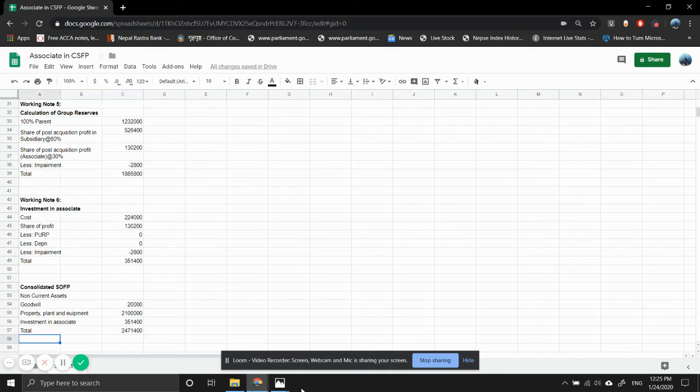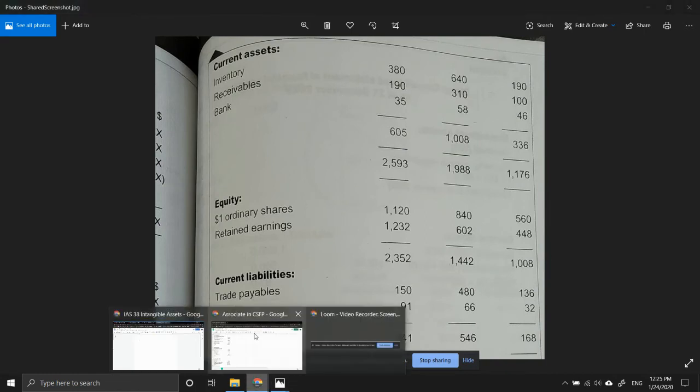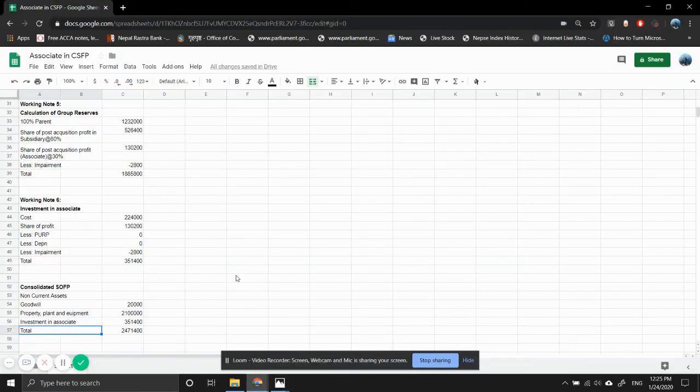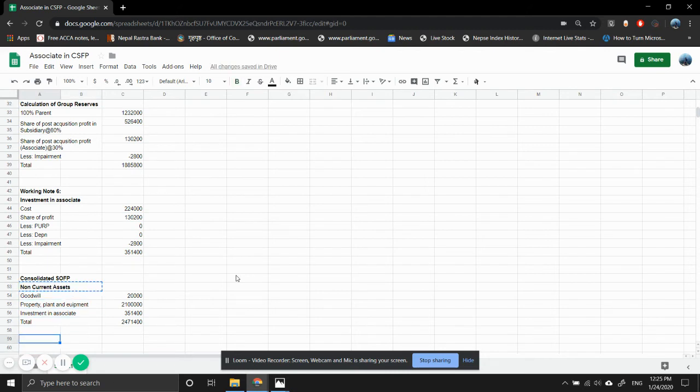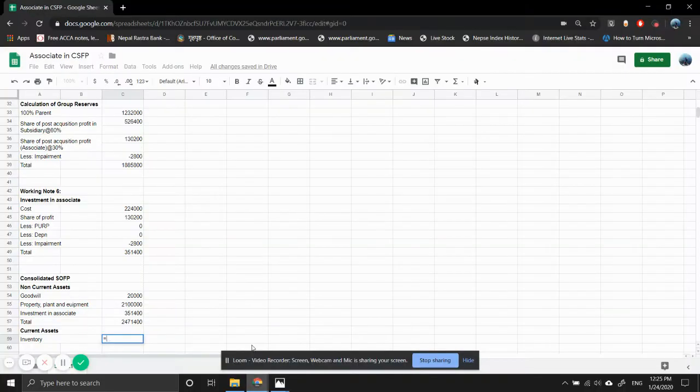Sum, and then after that what we have in current assets. Inventory, current assets. In case of current assets, what we have is inventory. Okay. So merge this thing up as well, and then what are the figures? 380, 640.